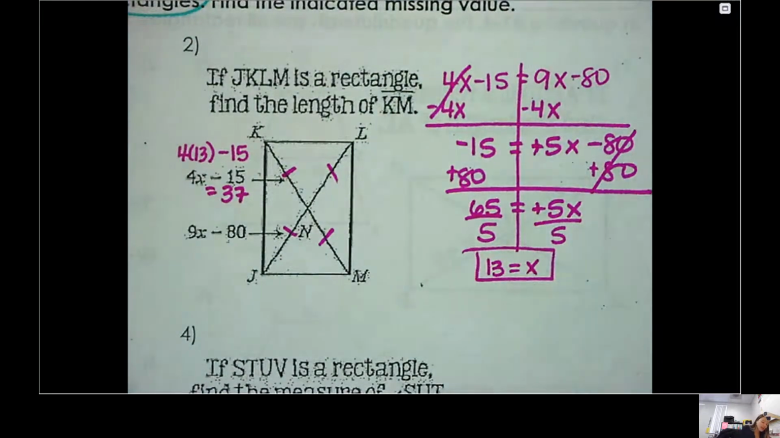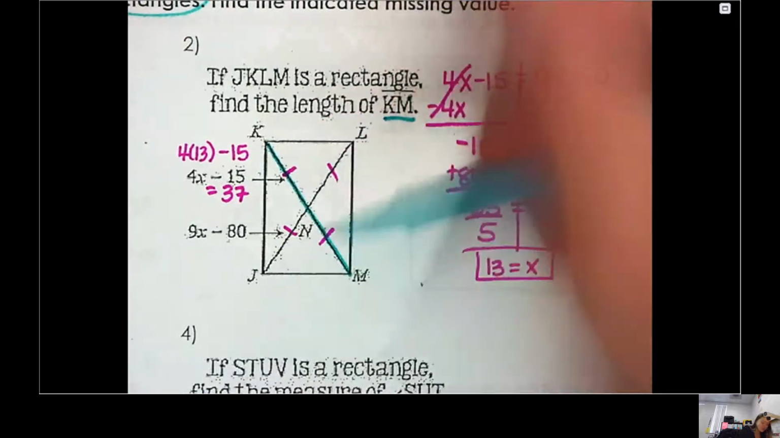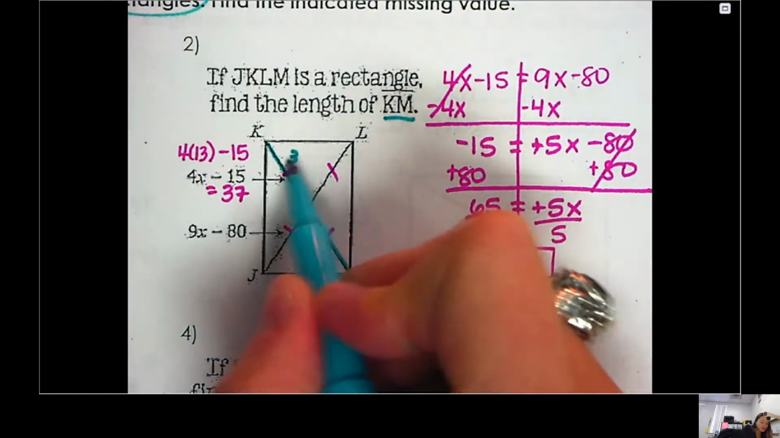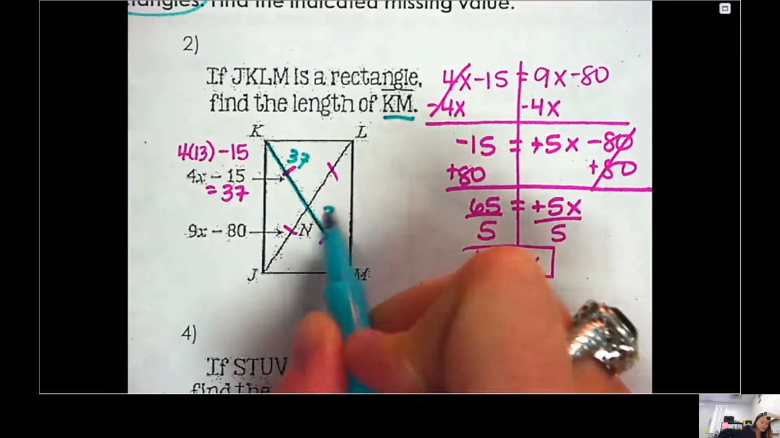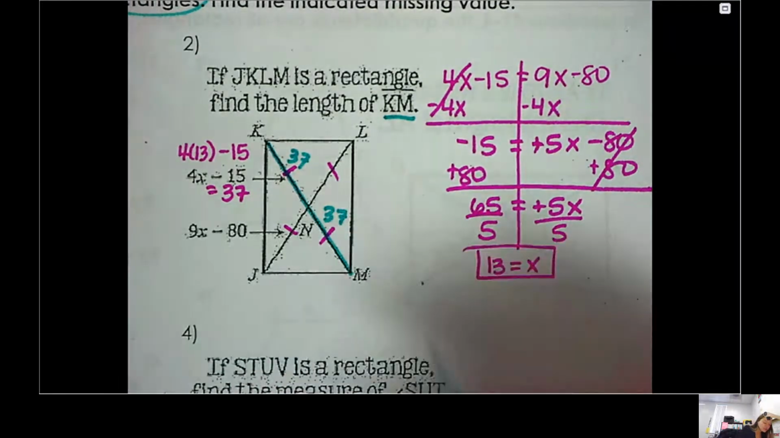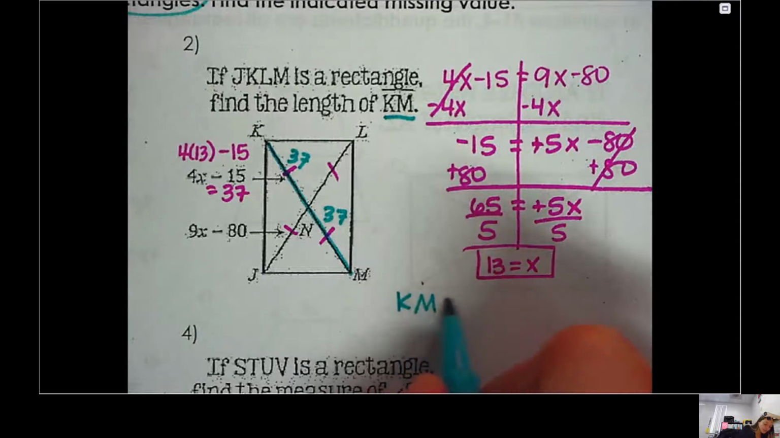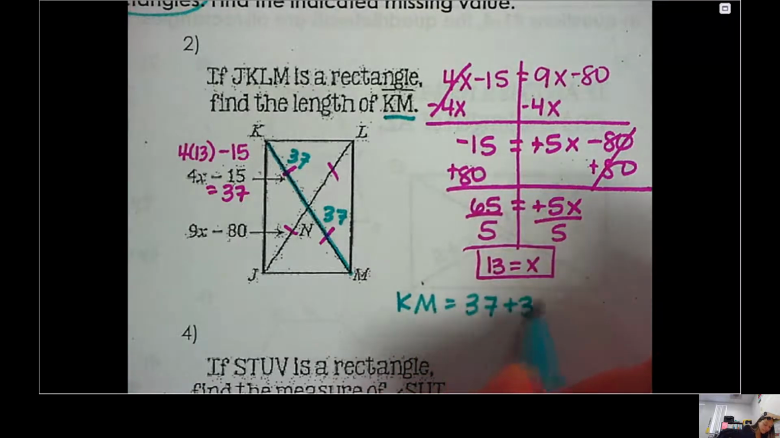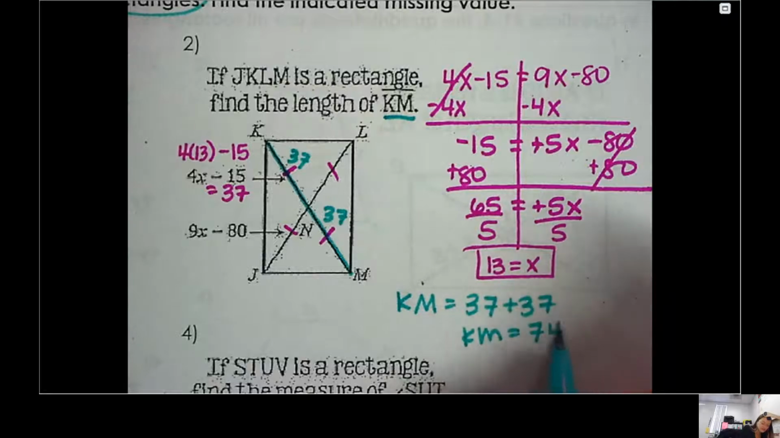To find the length of KM, that is this whole length here. So I know that this one is 37. That means that NM is also 37. So to find the full length, I'm just going to take those and add them together. So to find KM, I'm doing 37 plus 37. So the length of KM is 74.